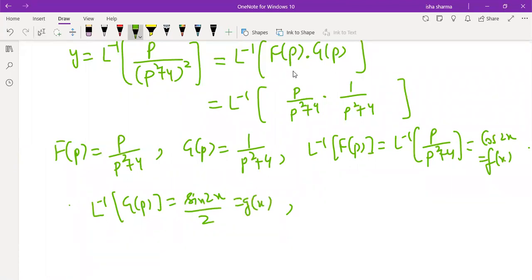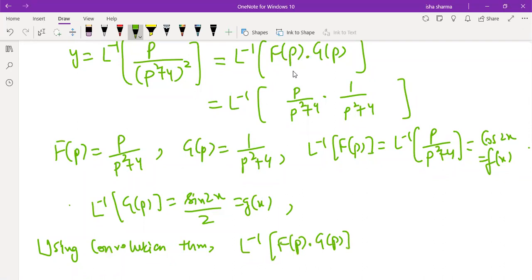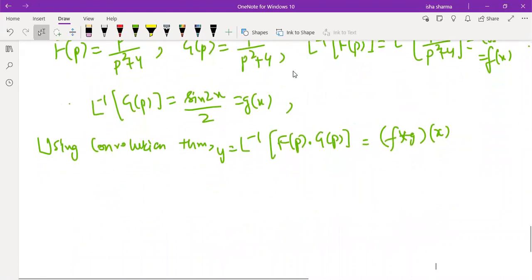Once you have fx and gx, according to the convolution theorem, the Laplace inverse of Fp into Gp, which is your required answer, which is actually the y you are looking for, is the convolution of small f and g. So you have small f and small g. All you need to find is their convolution now. So the convolution of f star g.